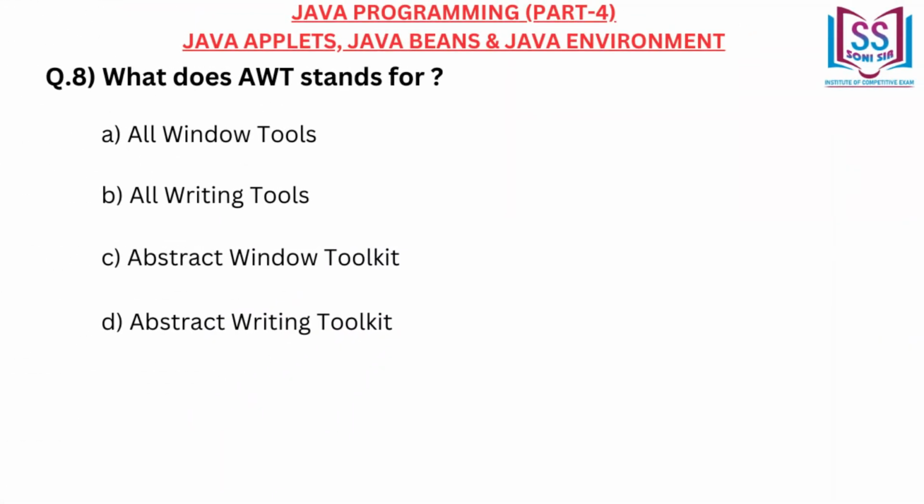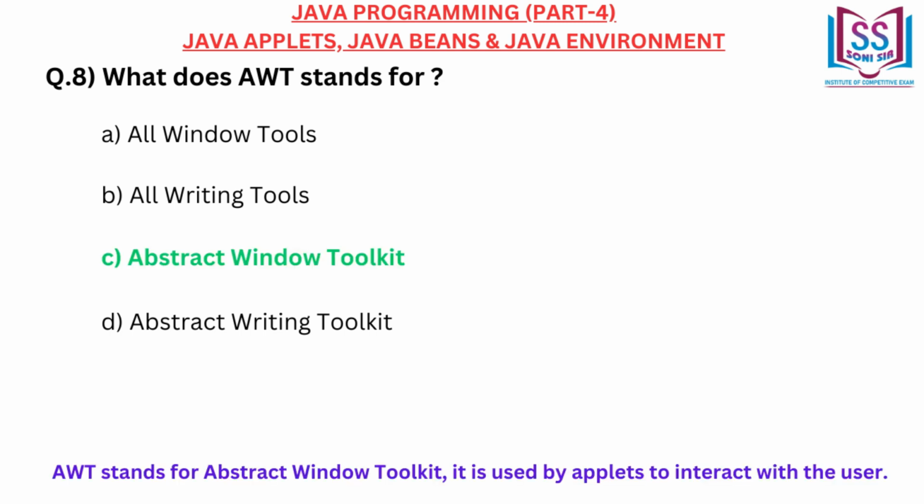What does AWT stand for? A. All window tools. B. All writing tools. C. Abstract window toolkit. D. Abstract writing toolkit. Correct answer C. Abstract window toolkit. AWT stands for Abstract Window Toolkit. It is used by applets to interact with the user.